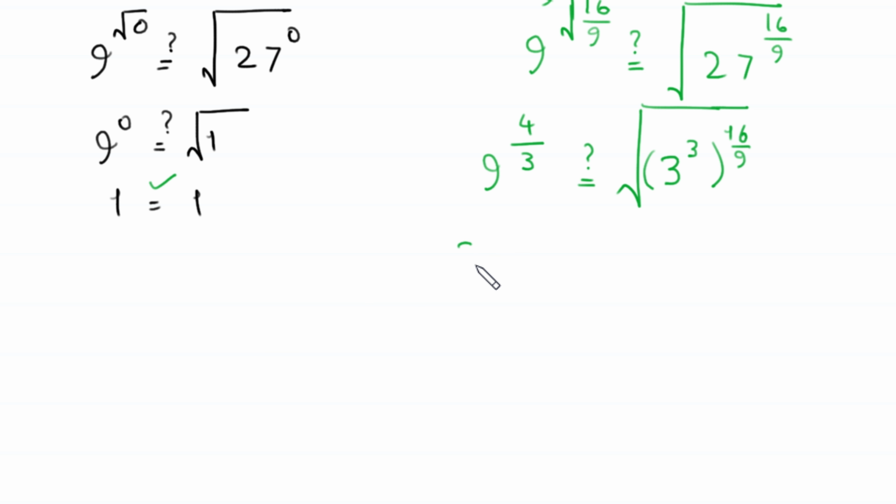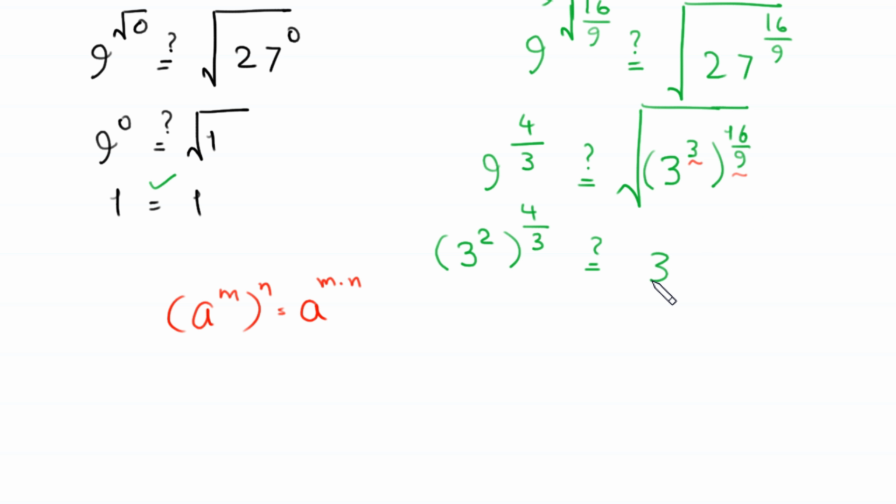Now this 9 can be written as 3 squared, whole to the power 4 over 3. Is it equal to, by using the property a to the power m, whole to the power n, is equal to a to the power m times n, we multiply this power 3 by this power 16 over 9, so this will become 3 to the power 3 times 16, 48 divided by 9. This is under square root. Now by using this property we multiply this 2 by this 4 over 3, so this will become 3 to the power 2 times 4, 8 divided by 3.